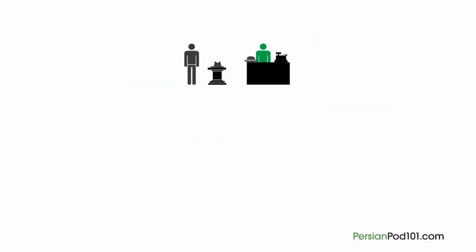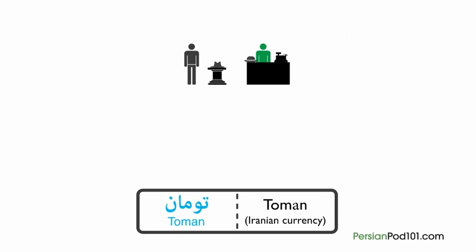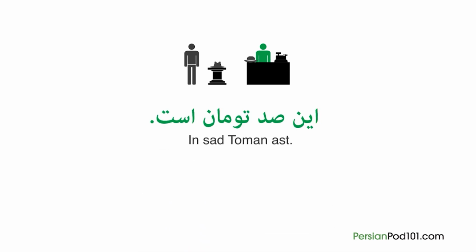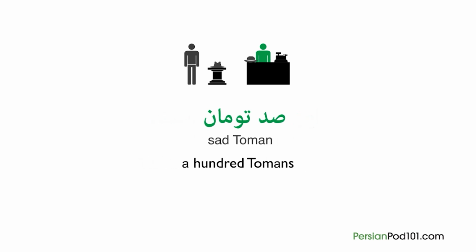At this point, the shop clerk can answer by saying the price. The currency in Iran is toman. For example, in 100 toman ast. This is 100 tomans. Or he will just simply answer 100 toman.